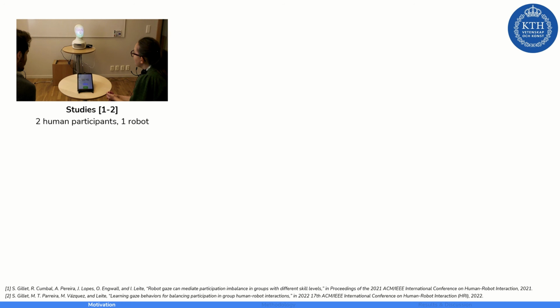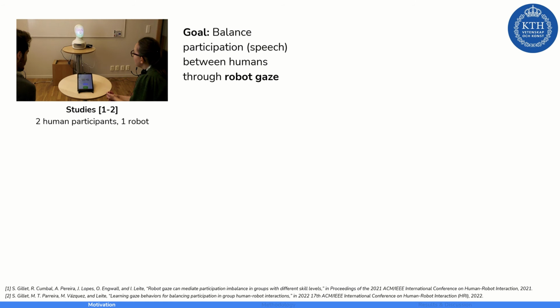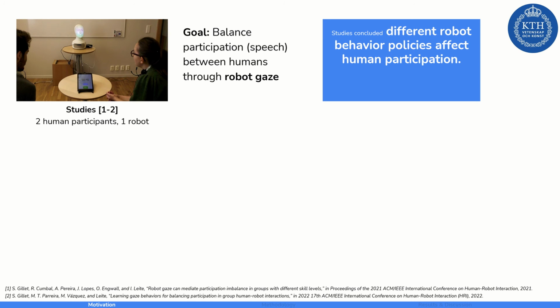So this analysis actually stems from our prior work, in which two humans were interacting while trying to describe a word to the robot, which had to try to guess it. But the real goal of these studies was to understand if through non-verbal communication, namely the robot gaze, we could balance the participation between the two humans. And indeed, we find that different behavioral policies can affect human participation.